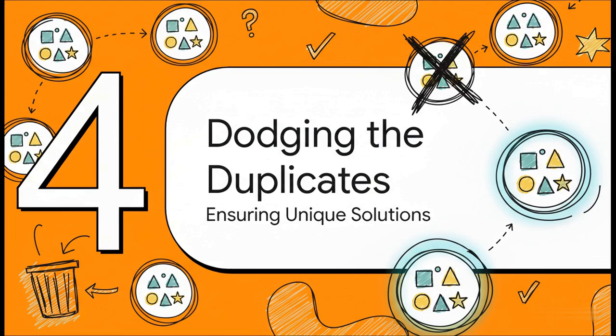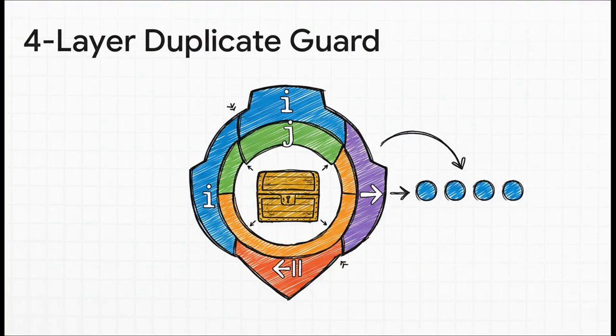So finding a solution is great, but remember, the problem asks for unique quadruplets. This is a huge detail. We have to be really careful not to report the exact same set of 4 numbers over and over again. And our algorithm has this awesome 4-layer defense system against duplicates. At every single stage, when we pick i, when we pick j, and even after we find a perfect match with left and right, we have these little checks that say, hey, have we seen this number before? If so, just skip it.